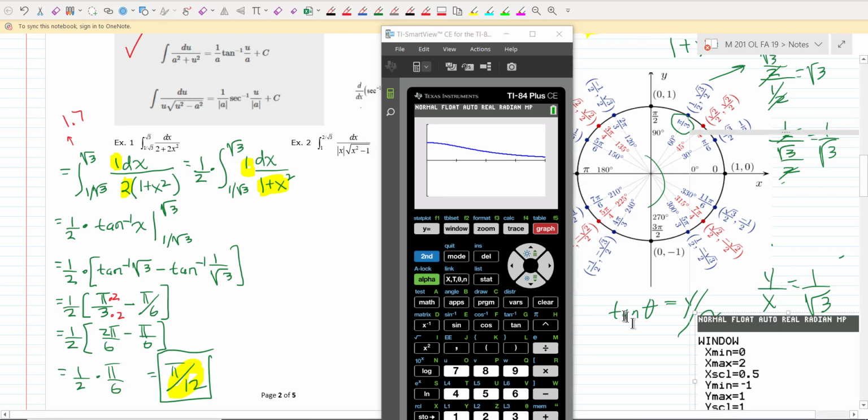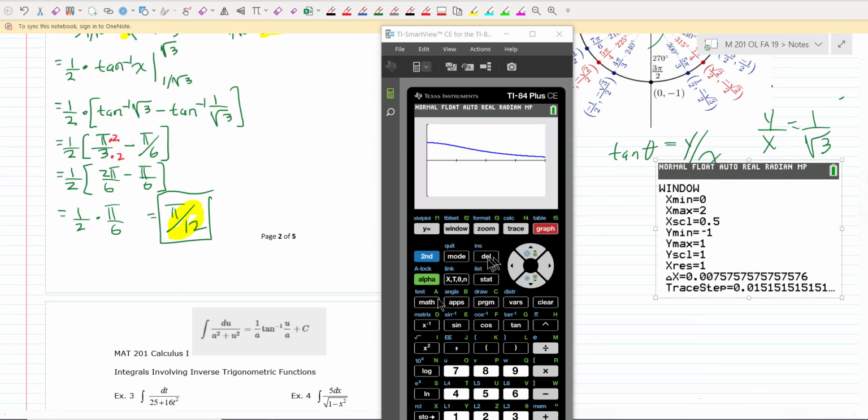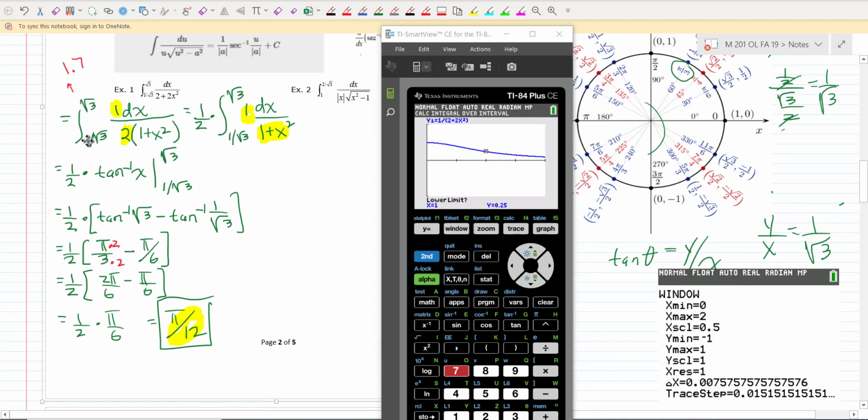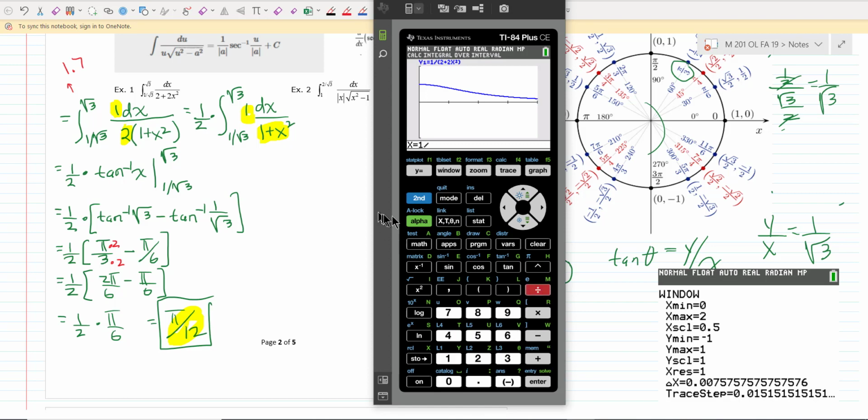Once I have a good graph here, oh come on, is that thing not moving? There we go. You want to go second, trace, to open up that calc menu, then option 7. It'll ask for the lower limit. If you go back and look at the integral that we're working on, the lower limit is 1 over square root of 3. So I'll just put that in, 1 divided by square root of 3. Press enter. The upper limit is square root of 3. And the nice thing is you just put it in. You don't have to work out the square root of 3. Just let the calculator do that for you.